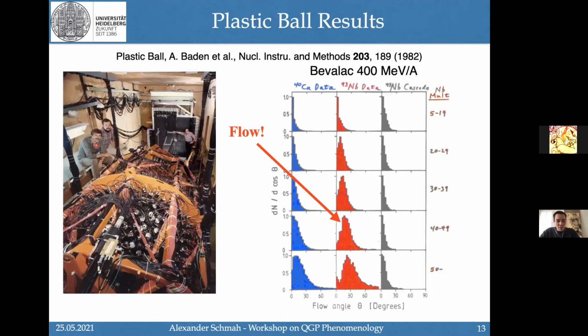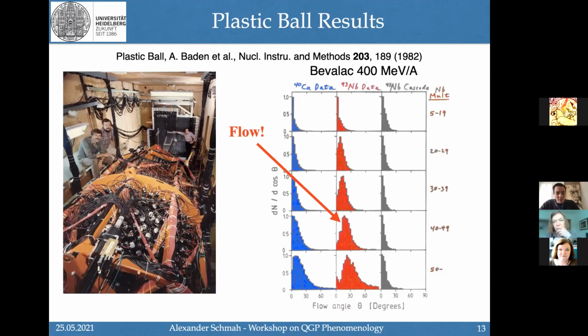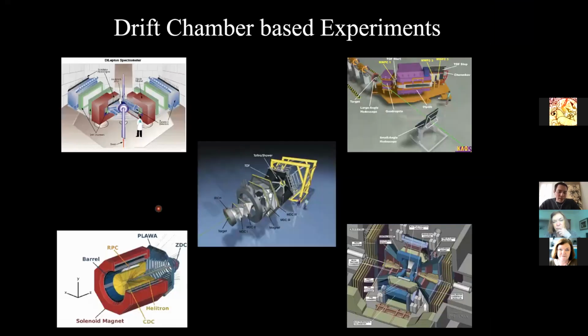This was one of the first ones, and here you see an actual picture of it. You see Hans-Georg Ritter and Art Poskanzer. You see the Plastic Ball experiment and the forward TOF wall. One of the major findings here was the identification of flow, one of the first pictures showing that there is flow in non-central heavy ion collisions.